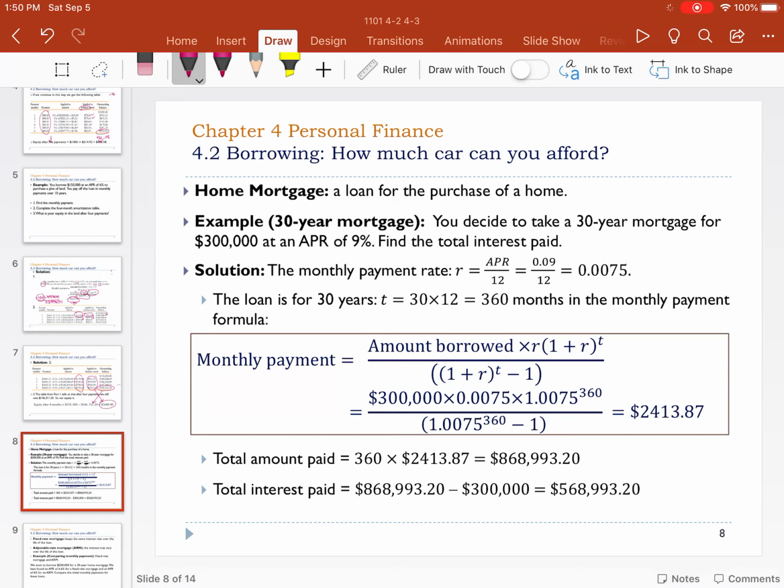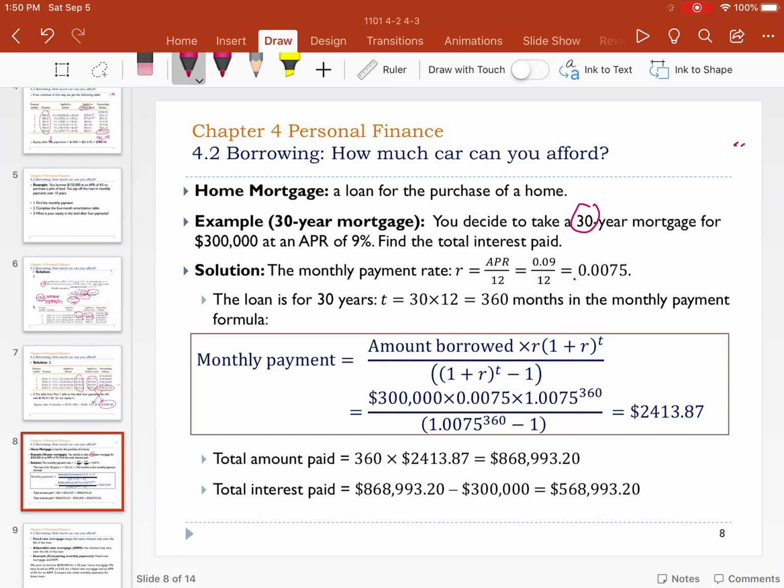Anyway, let's take a look at this next example here. This one has the home mortgage, a loan for purchase of a home. And this is kind of the standard 30-year mortgage. There's certainly a 15-year mortgage, 20. You can get creative if you get a good lender. But anyway, we do have the APR is 9%. That's not a horrible one.